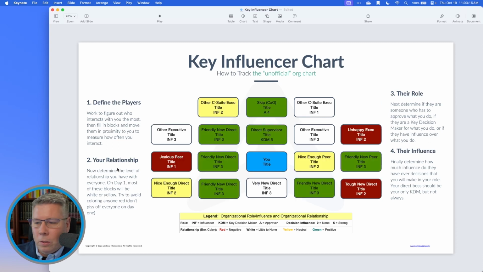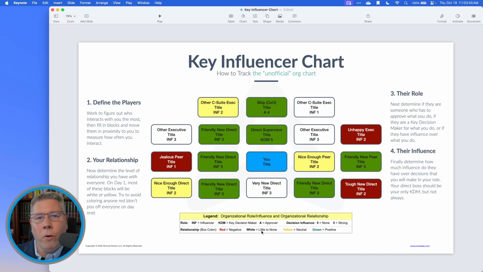The second thing that you want to do is figure out what your relationship with these people is. So determine your level of relationship with everyone. When you start in a new organization, on day one, most of these blocks will be white or yellow. Now, the color coding: red, negative. It means that this is someone that doesn't like you. For whatever reason, you and this person just do not get along.